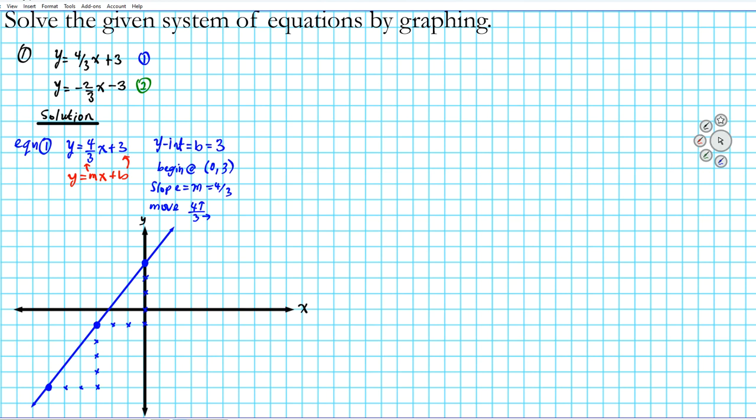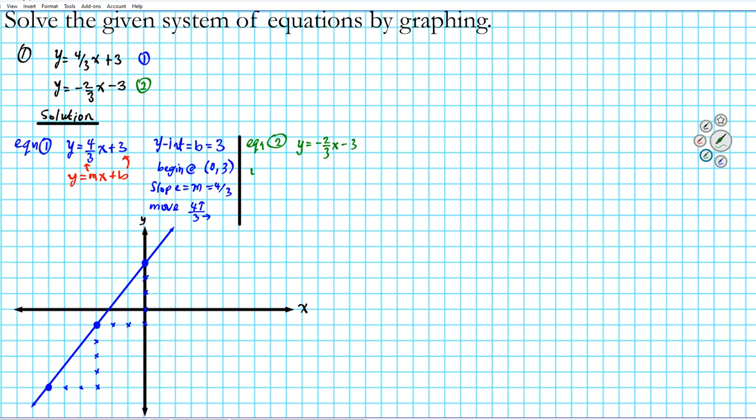For the second line, we need to follow the same procedure that we used for the first one. For equation 2, what do we have? Let's do it in green. For equation 2, it's also in slope-intercept form, which is convenient. y equals negative 2/3 x minus 3.